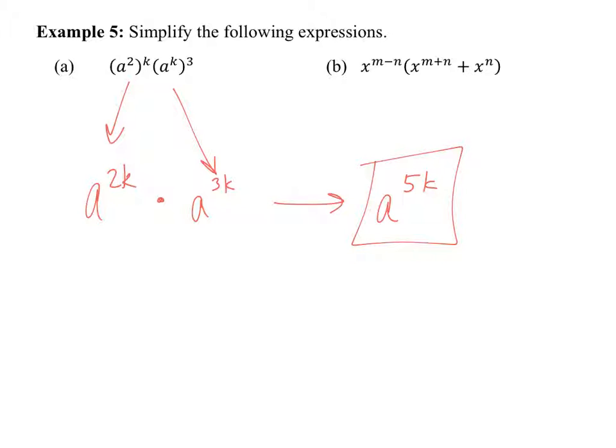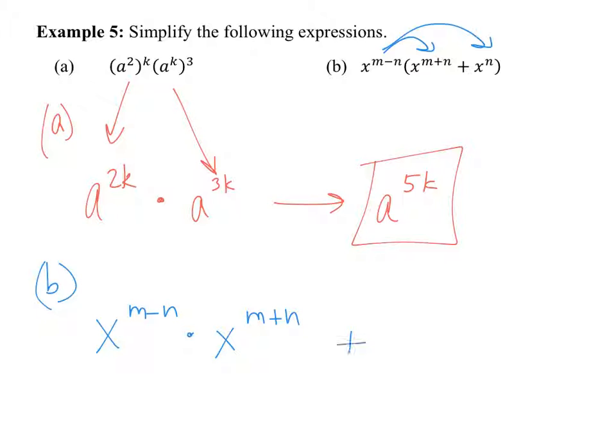Part B. That one's a little bit trickier. What do you have to start with in part B? What do you have to actually do? Yeah, please start by distributing what's out in front of both terms. So this becomes x to the m minus n times x to the m plus n plus x to the m minus n times x to the n. So by distributing, that's when you get to start. I'm not actually multiplying it out just yet. I'm just showing the work.